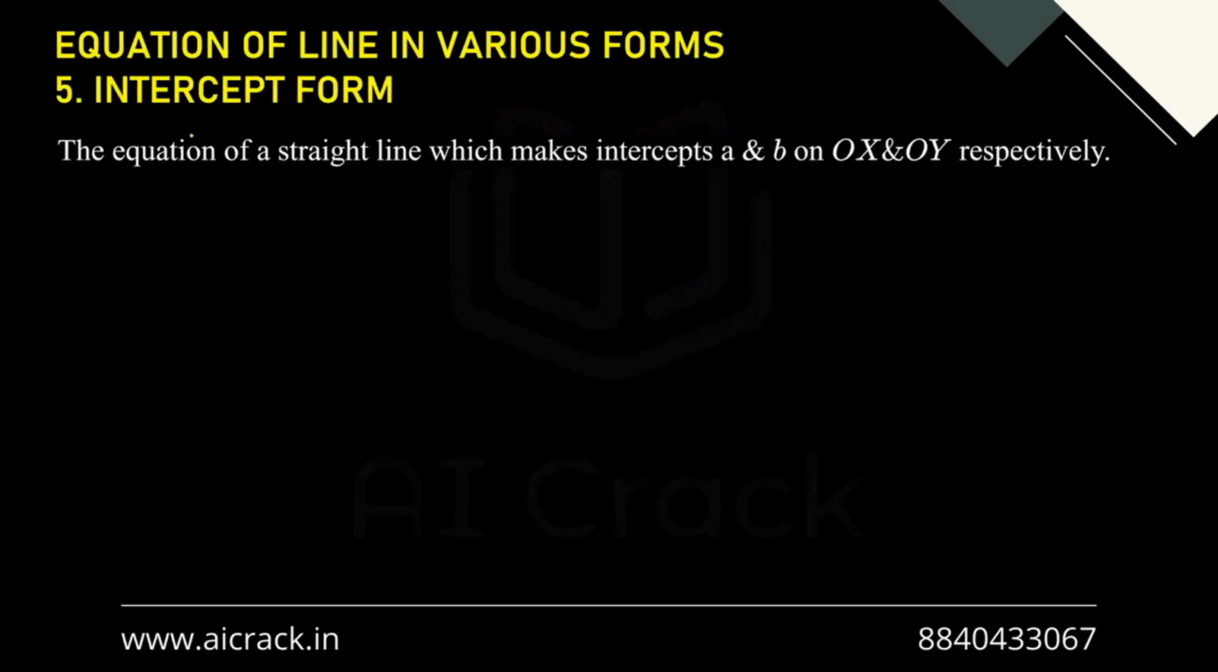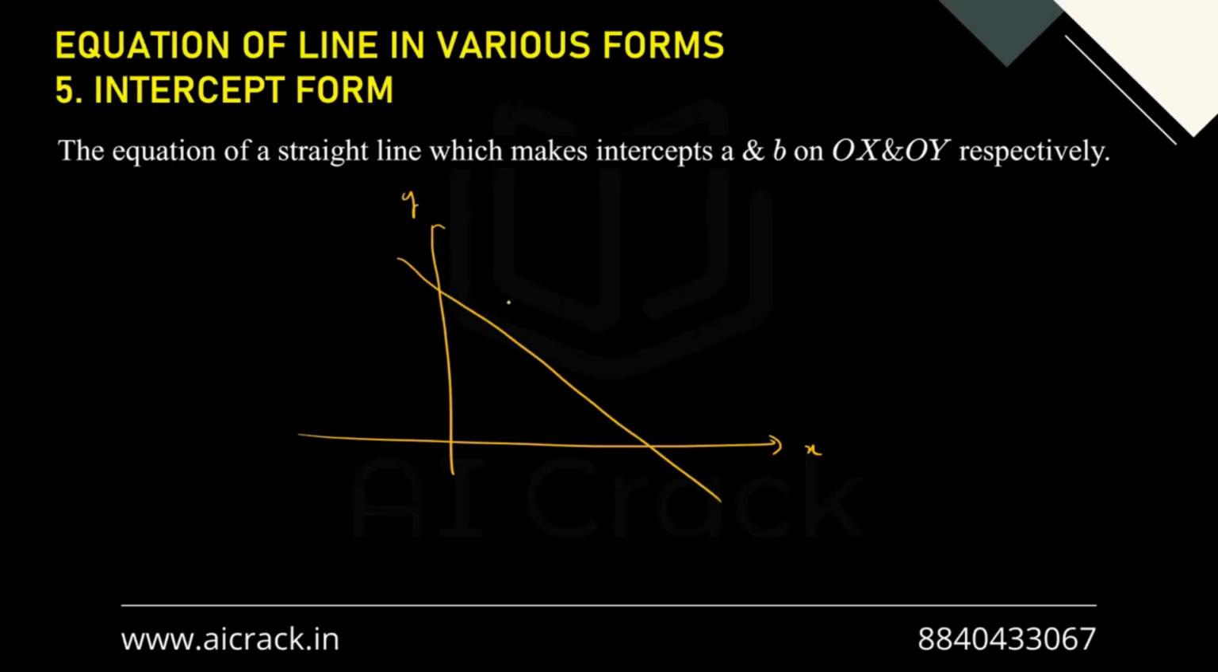Now let's talk about the intercept form. So let's say we have this coordinate axis, this is x, this is y, and this is a comma 0, and this point is 0 comma b. If such a format is given, in that case the equation of the line is x by a plus y by b equals 1. This is personally my favorite. It is very easy to plot and easy to remember as well. x by a plus y by b equals 1.